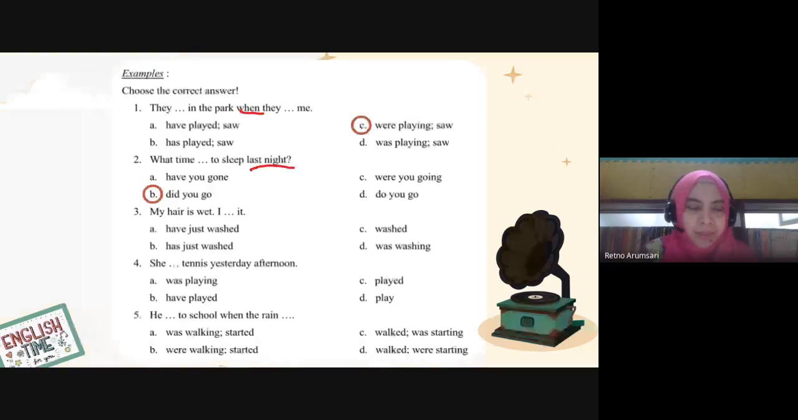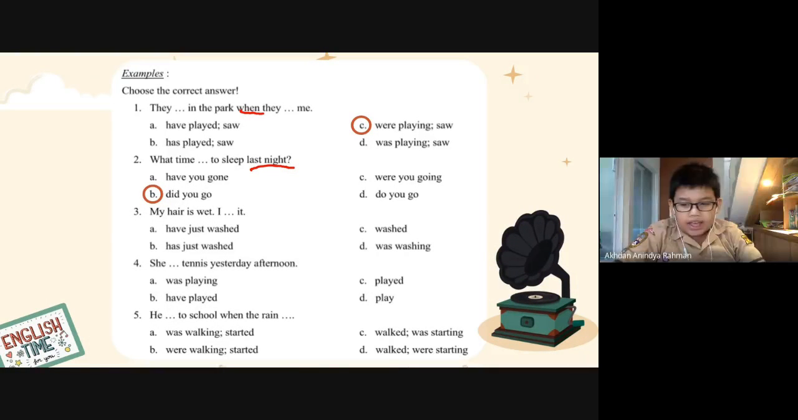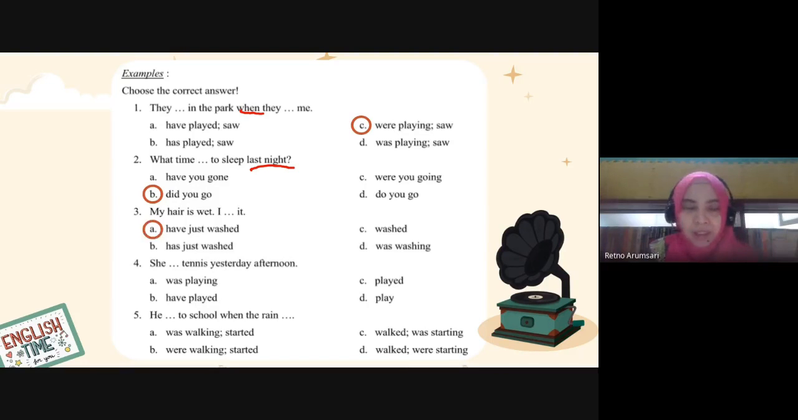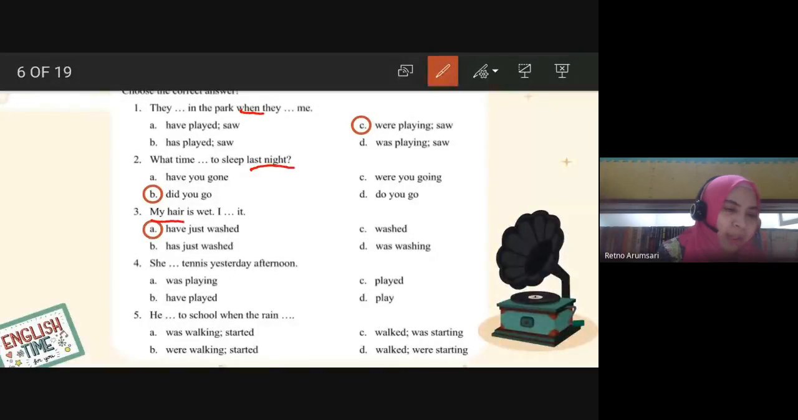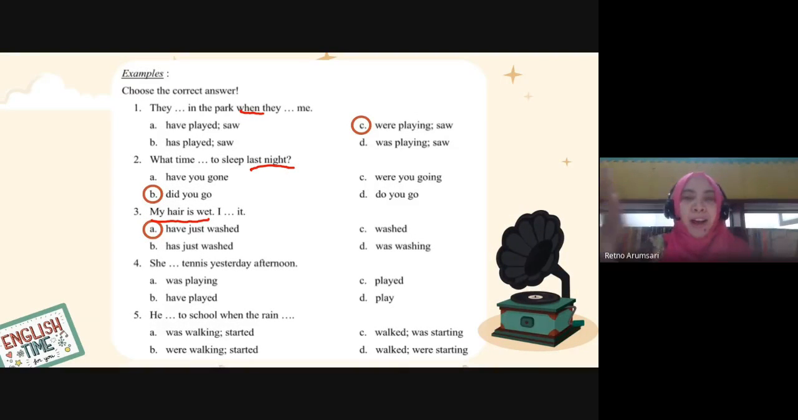Next, Danny. Number three. My hair is wet. I have just washed it. Yes, I have just washed it. What is the clue, guys? The clue is my hair is wet. That is the result of I have just washed my hair. You can see the result now. Okay? Thank you, Danny.